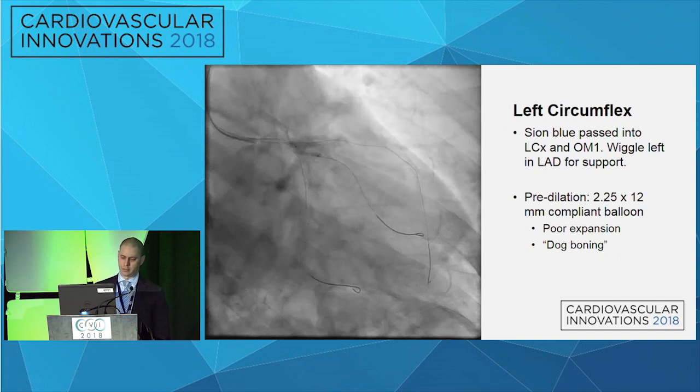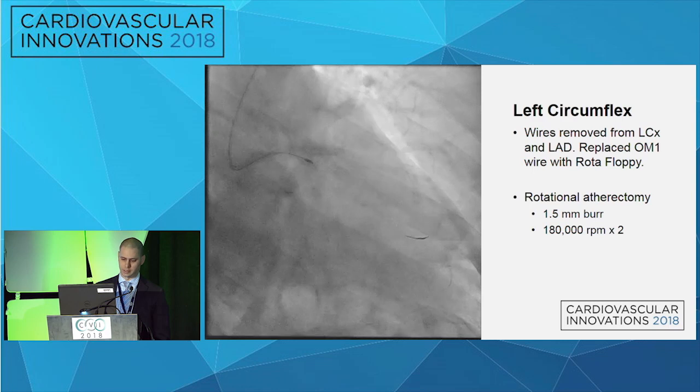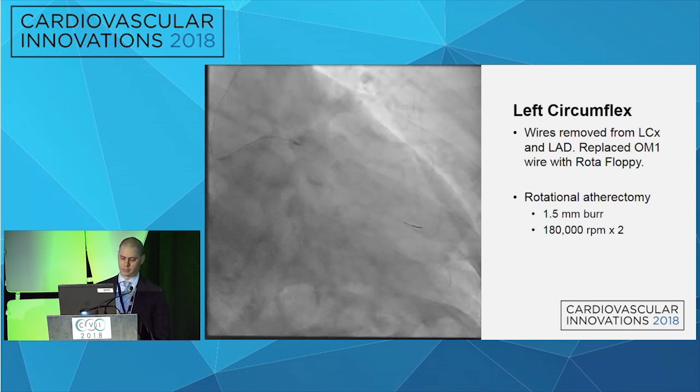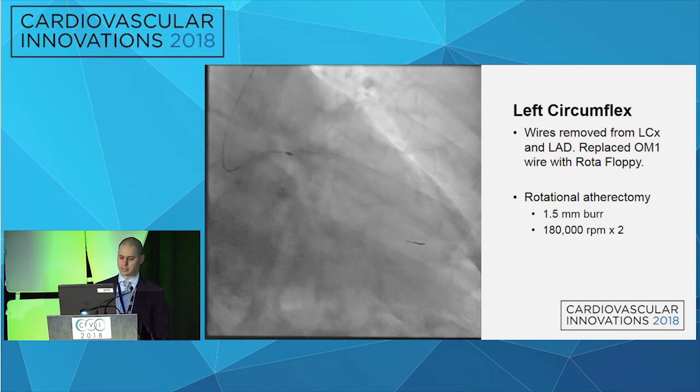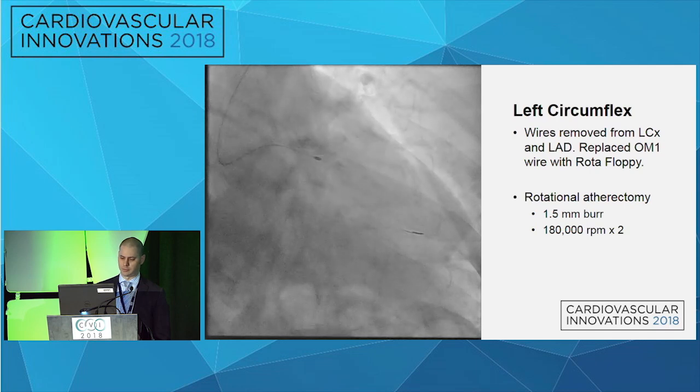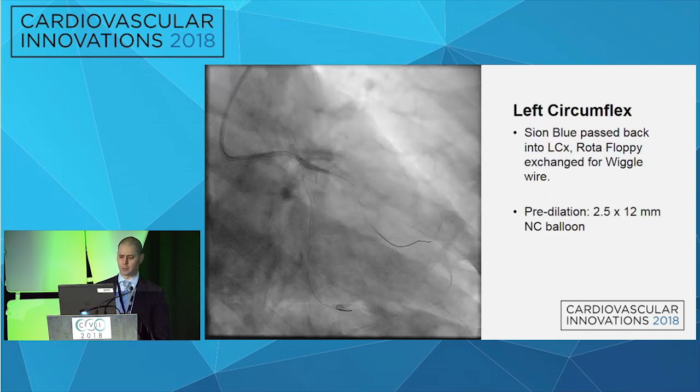We were trying to avoid additional atherectomy, so we went in with a balloon and tried to dilate that OM lesion, but you can see here there's poor expansion and dog boning of that balloon, so we thought it was in our best interest to go ahead and do some more rotational atherectomy. So we pulled our wires, put in a rotofloppy, did a couple passes through that OM1 with the same 1.5 millimeter burr, rewired, and this time we were able to get pretty good expansion in that OM lesion.